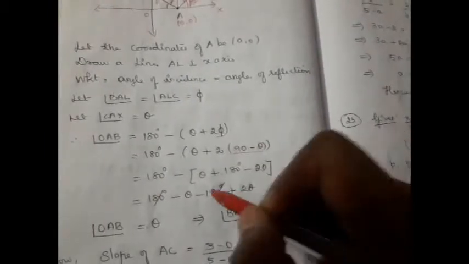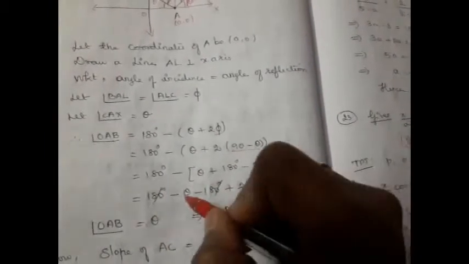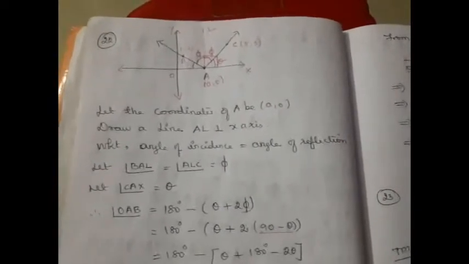Expand all the brackets. 180 will get cancelled. 2 theta minus theta is theta. So we got angle OAB as theta. So OAB is also theta, and angle CAX is also theta, right? To find the slope, we need the angle made by the line with the positive direction of the x-axis. Alright. So for AC the angle is theta. For AB we need this full angle. Right. We need this full angle.